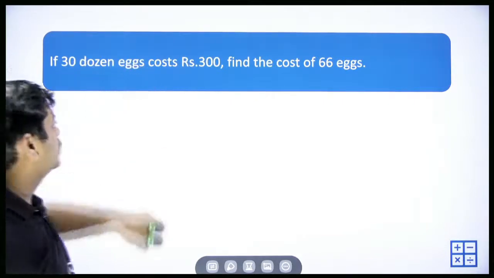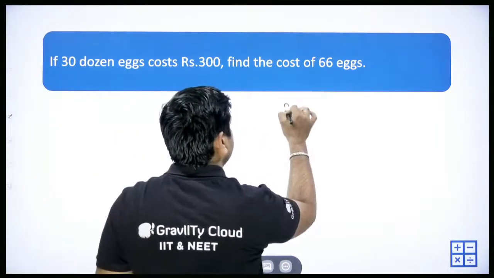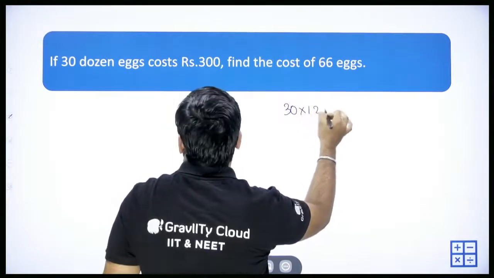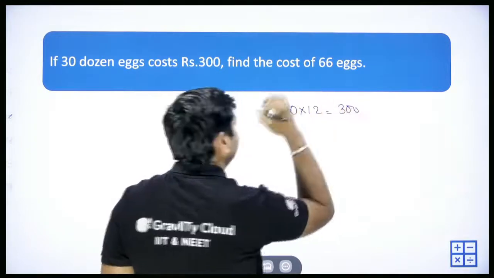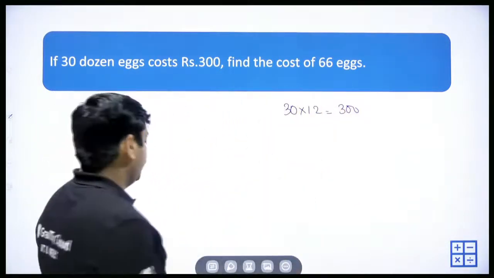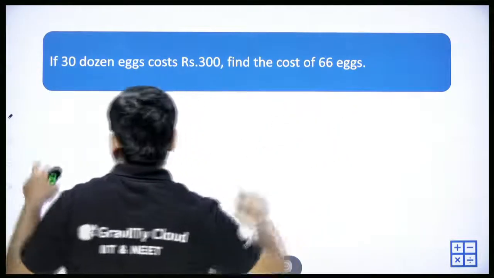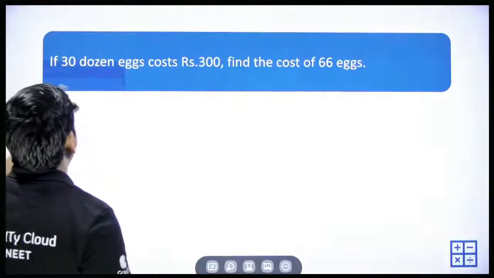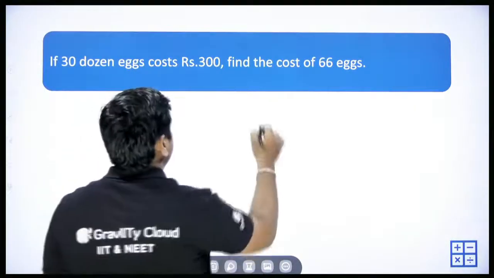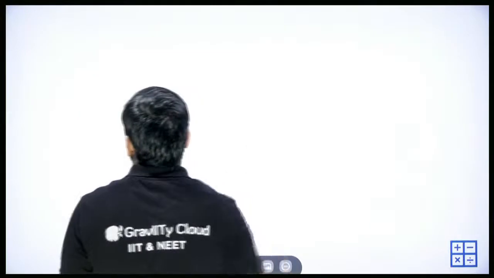30 dozen X costs 300. What is dozen? Dozen is 12. 30 into 12 is equal to 300 rupees. Okay, so we cannot write like this. This is mathematically not correct. Let me erase that properly and write it again. 30 dozen X. Okay, so 30 into 12 once again.